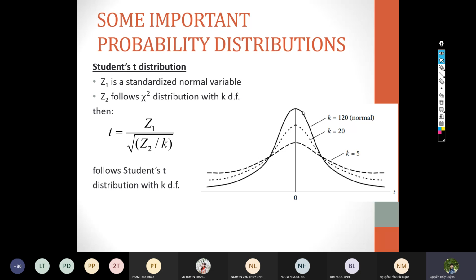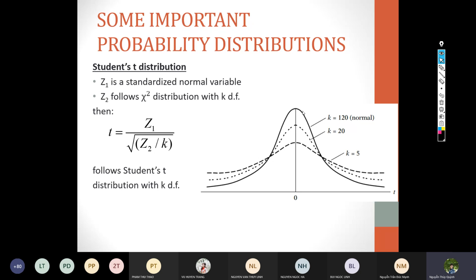Which distribution do you think the t distribution looks like the most? The standardized normal distribution. Yeah, thank you. The t distribution looks like the standardized normal distribution the most. When the degrees of freedom increase, it will approach the standardized normal distribution.